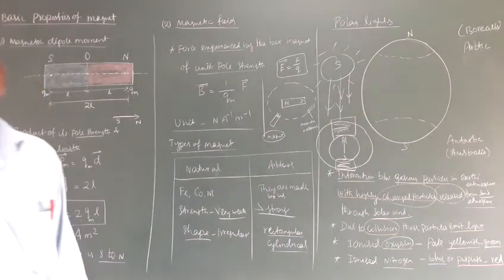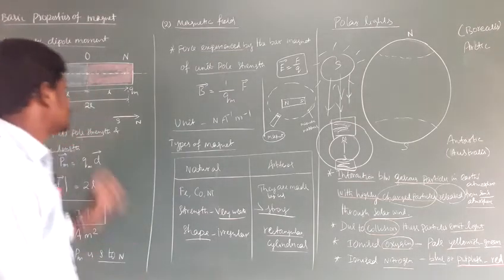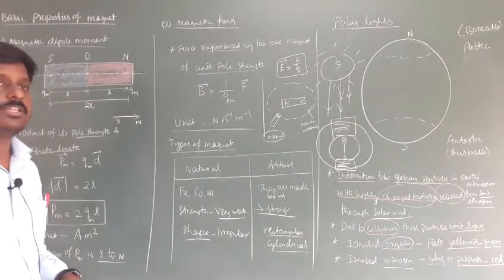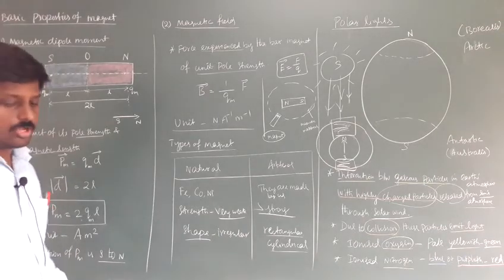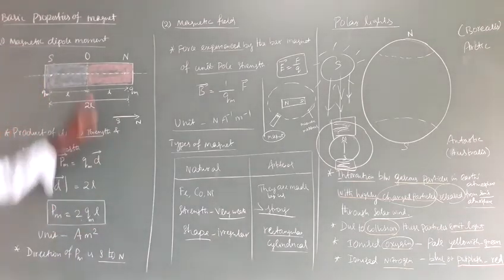So in the previous class we had discussed some basics about magnets. What are the applications of magnets, then angle of inclination, declination. So now, the basic properties of a magnet.